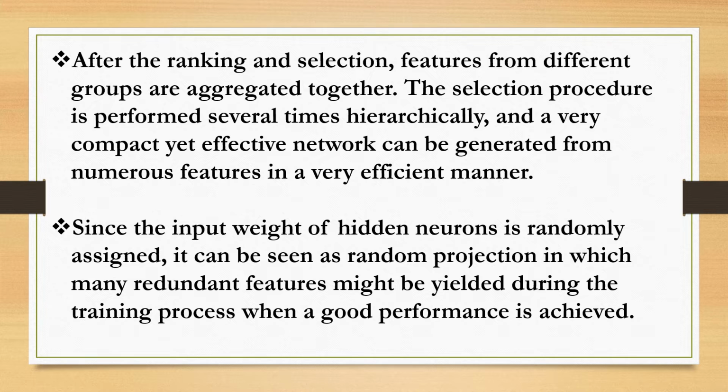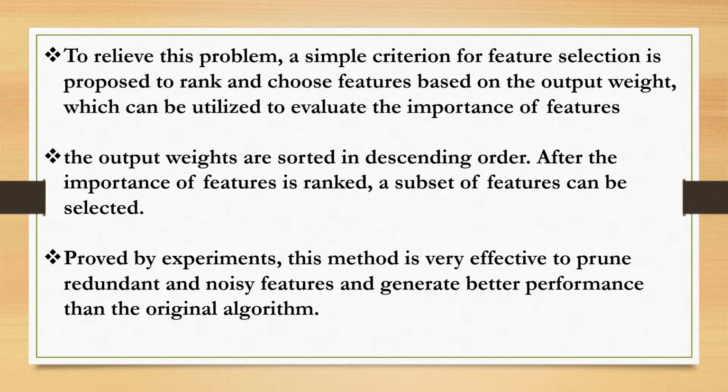Since the input weights of hidden neurons are randomly assigned, it can be seen as a random projection in which many redundant features might be yielded during the training process when a good performance is achieved. To relieve this problem, a simple criterion for feature selection is proposed to rank and choose features based on the output weights, which can be utilized to evaluate the importance of the features. The output weights are sorted in descending order after the importance of the features is ranked. A subset of features can then be selected.